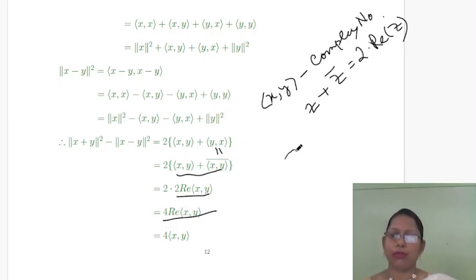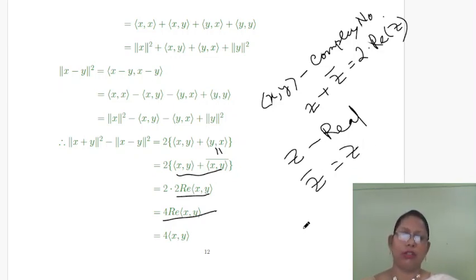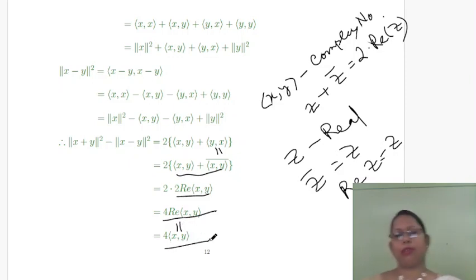If z is real, then we have z conjugate is equal to z. The real part of z is equal to z. That is this. So 4 times the inner product of xy.